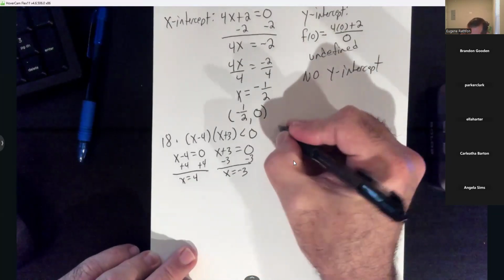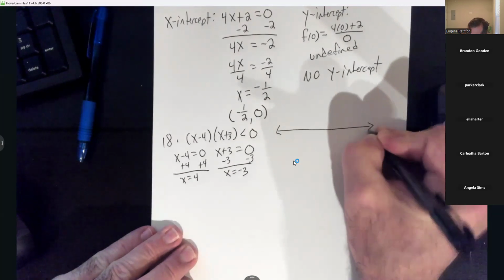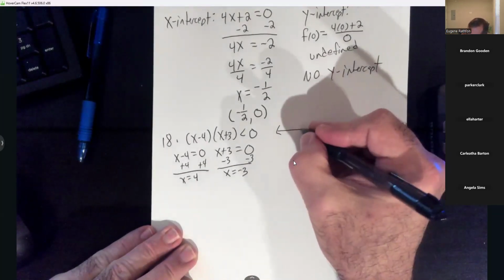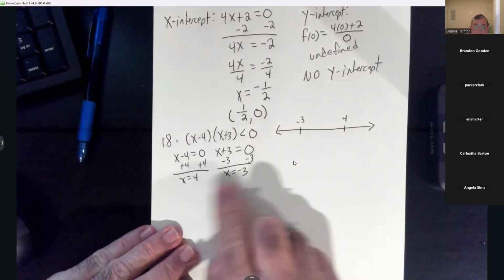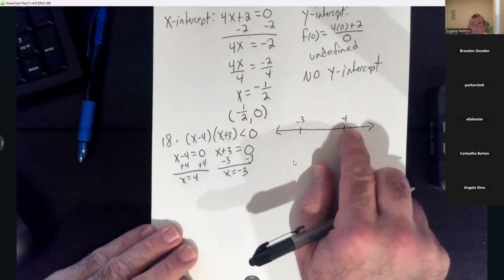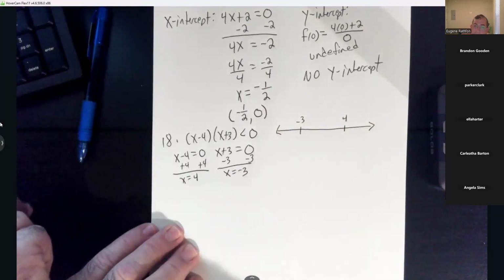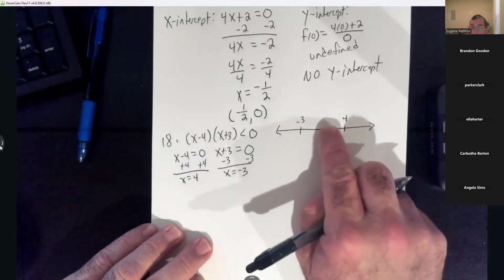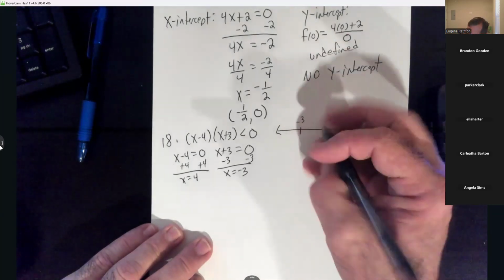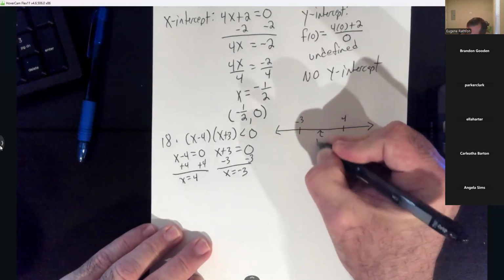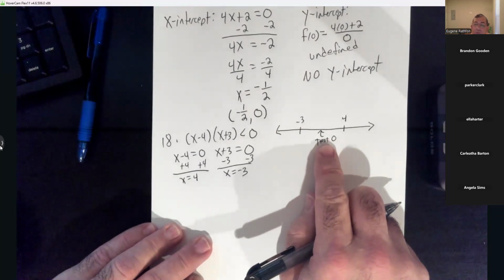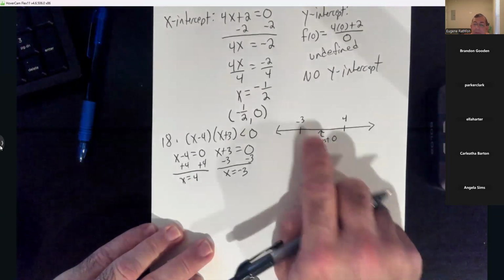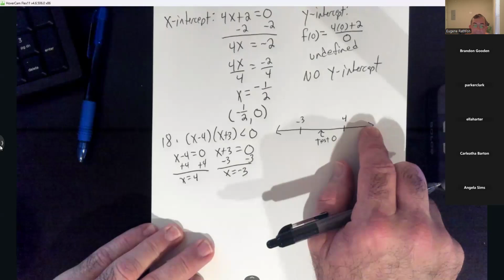But y'all remember on these, I made a number line. And let's see, -3 is on the left side and a +4 is on the right side. I use my solutions to set up my number line. I'm going to test 0, and 0 is going to be in between that -3 and 4. So 0 is in here somewhere. If it's true, I'm going to shade that. If it's false, I'm going to shade the outside edges.